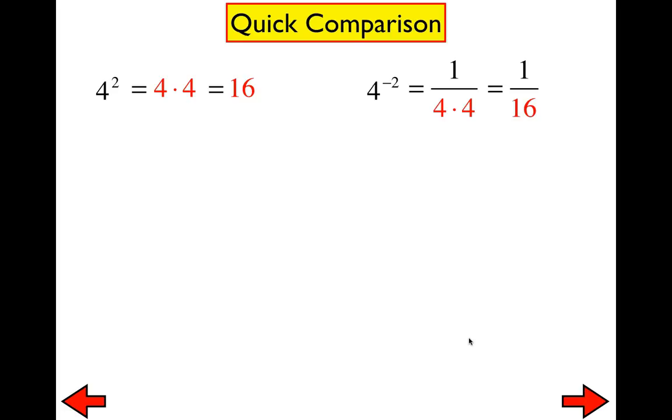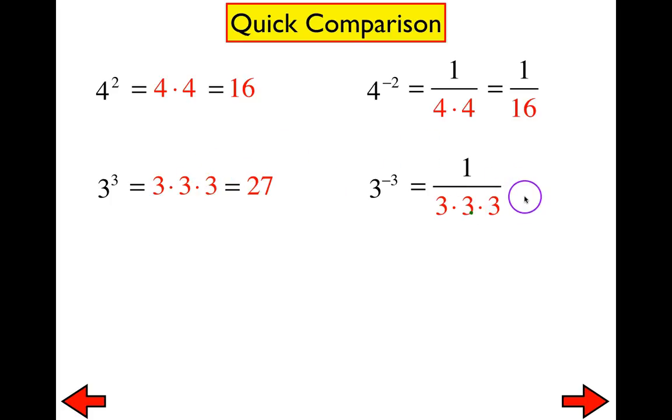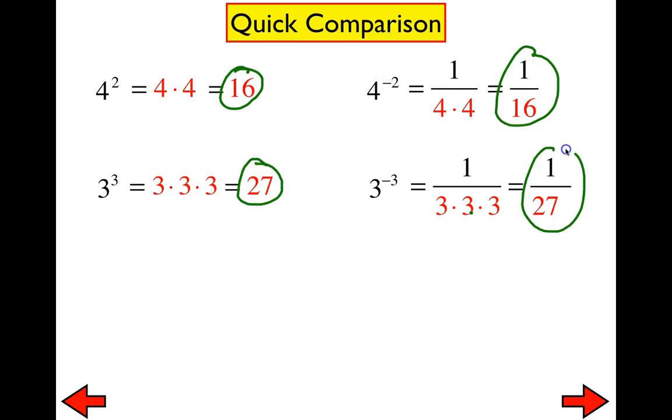Okay, let's look at another example. 3 cubed is 3 times 3 times 3. 3 to the negative third power is 1 over 3 times 3 times 3, because I am dividing by 3 three times. So here we would get 27, but here I would get 1 over 27. So compare 16 to 1/16, compare 27 to 1/27. Okay, what about 2 to the 4th? That means 2 times 2 times 2 times 2.